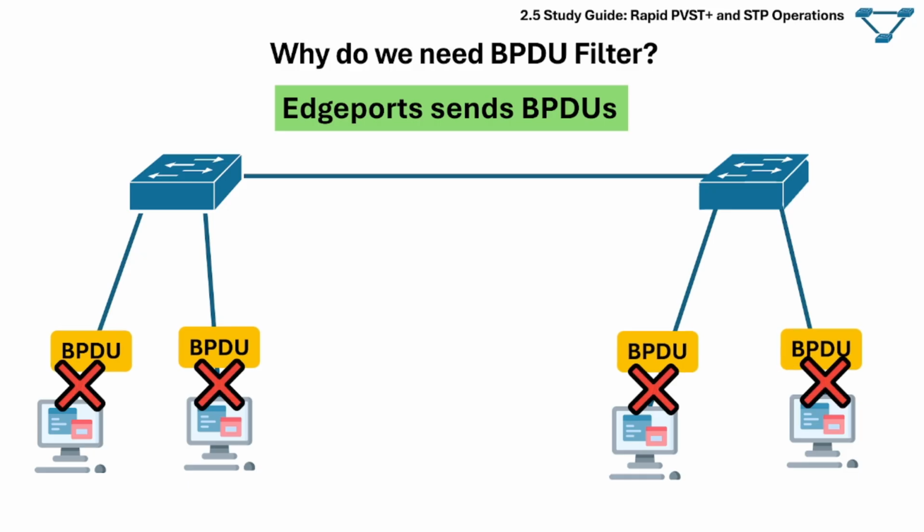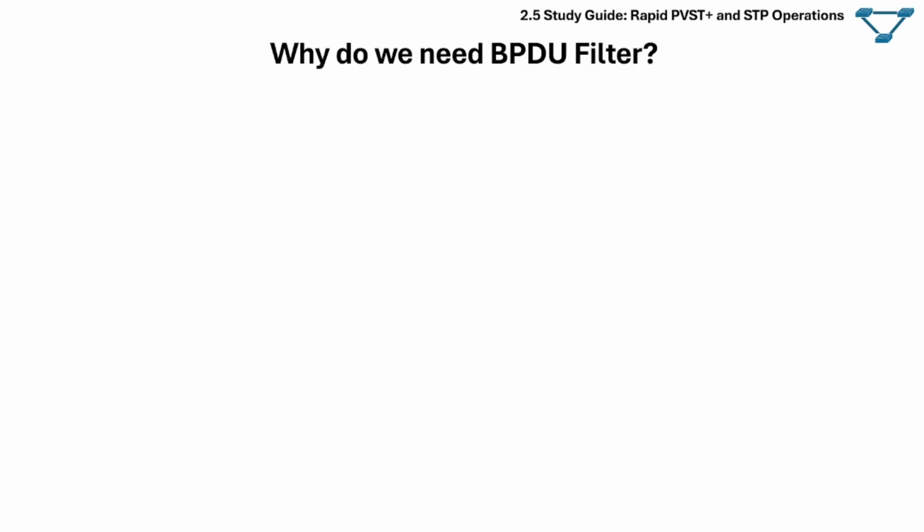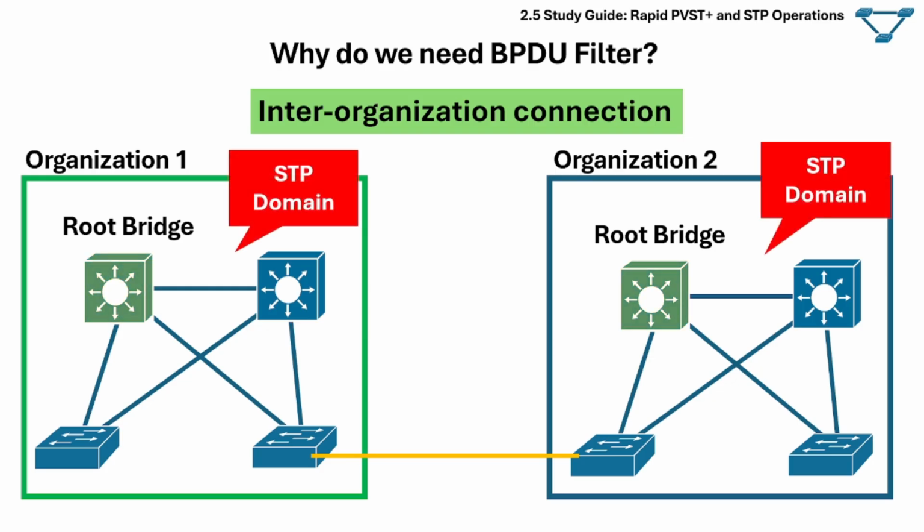However, sending spanning tree BPDUs to end devices is unnecessary because end devices do not participate in the STP process, which can also be a security vulnerability by exposing topology information to end devices. Another case is inter-organization connection. For example, two different organizations needing to interconnect their Layer 2 networks because of a merger or shared services and applications. Each organization's network has a different STP domain with its own designated root bridge.